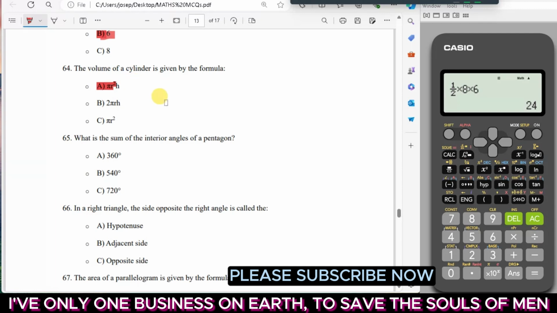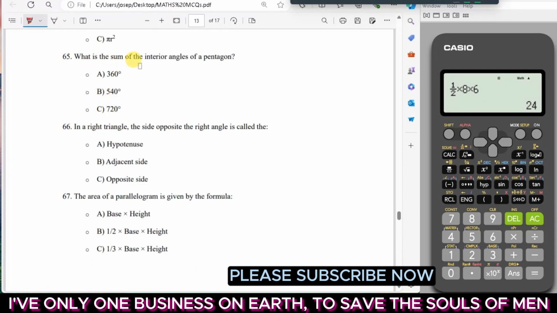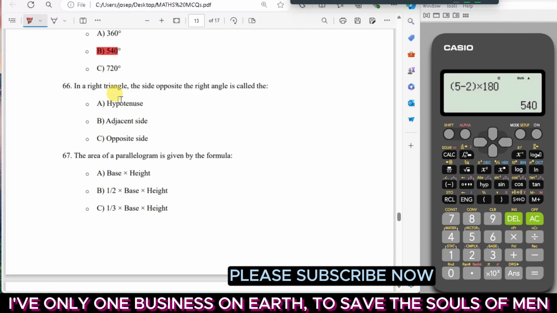What is the sum of the interior angles of a pentagon? The pentagon is a five-sided plane figure. And the formula is given as n minus 2 times 180. So n is 5. So 5 minus 2 times 180. And now we get the answer as 540 degrees.